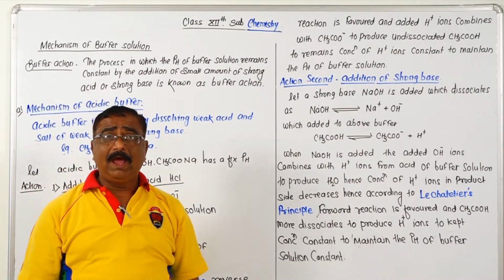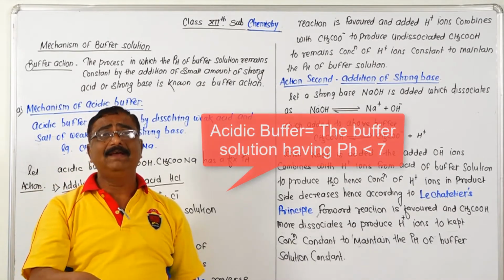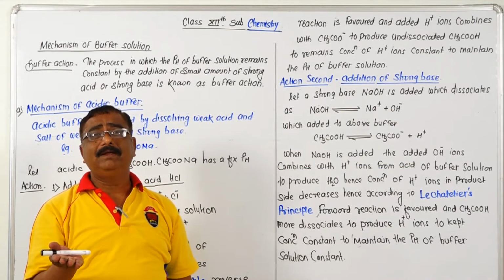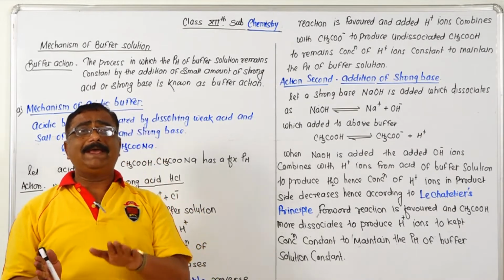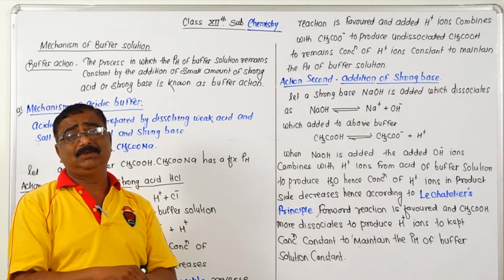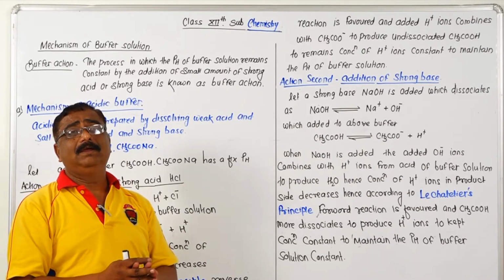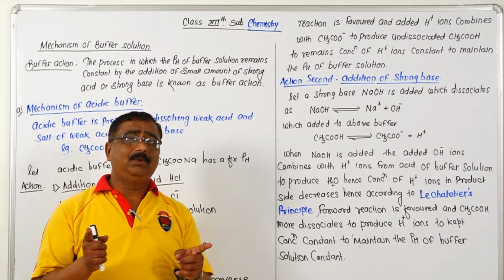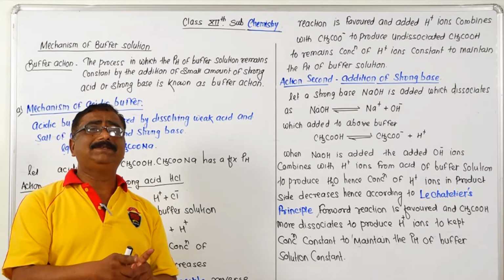You know that acidic buffer means the buffer solution having pH less than 7. And how will it be prepared? When we add weak acid and salt of weak acid and strong base, then the acidic buffer solution can be obtained. Let us consider weak acid CH3COOH and salt of that weak acid with strong base.